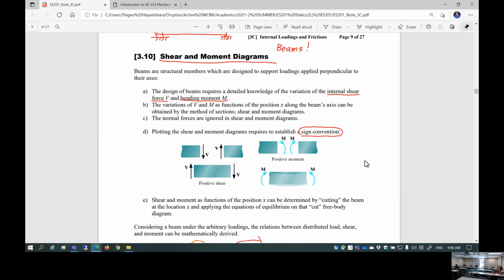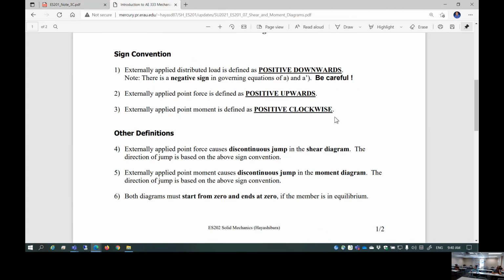So sign convention is important. We are going to strictly follow the sign convention. Otherwise, people draw moment shear diagrams and say, "Hey, I decided this is positive," and then it's completely flip-flopped. We want to have some standard. That's what the sign convention is. So we are going to carefully follow through this sign convention.